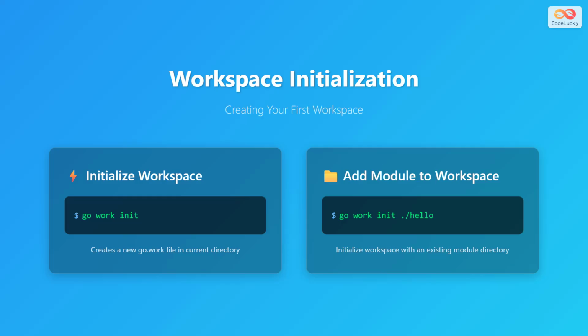If you want to initialize a workspace and immediately add an existing module, you can use go work init, followed by the path to your module directory, such as go work init ./hello. This command not only creates the workspace file, but also adds the specified module directory to your workspace configuration. The initialization process sets up the foundation for managing multiple modules as a cohesive unit.